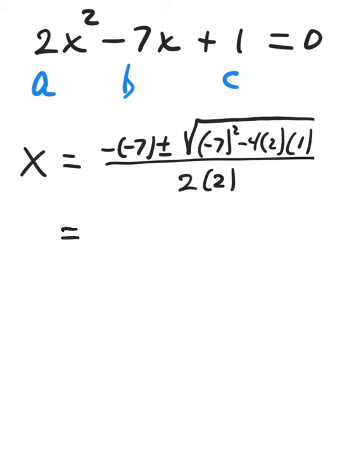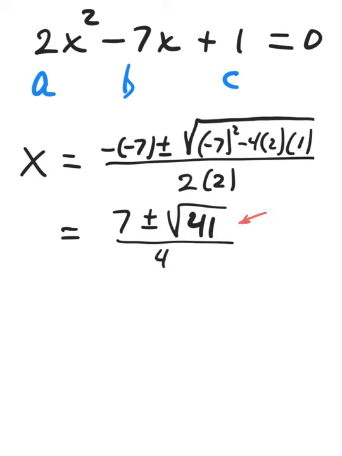Top left, 2 negatives make a positive 7. Our denominator, 2 times 2, that's 4. Under the radical, using your calculator, negative 7 in parentheses squared, that's 49, minus 4 times 2 times 1. 49 minus 8, that's 41. Now I'm going to pause right here. That value is your discriminant.